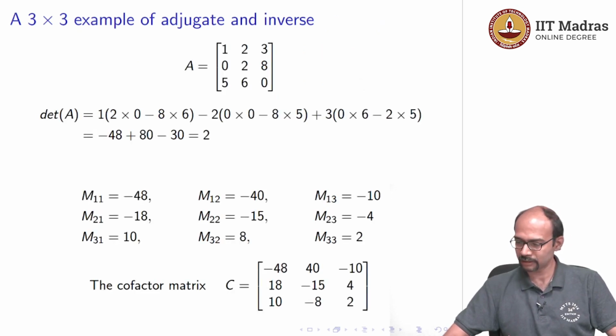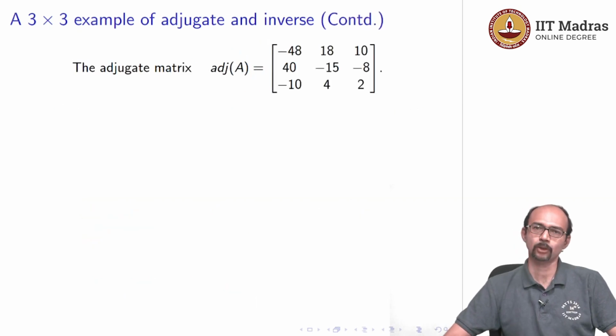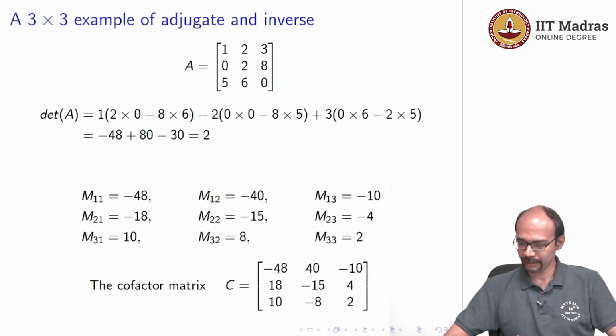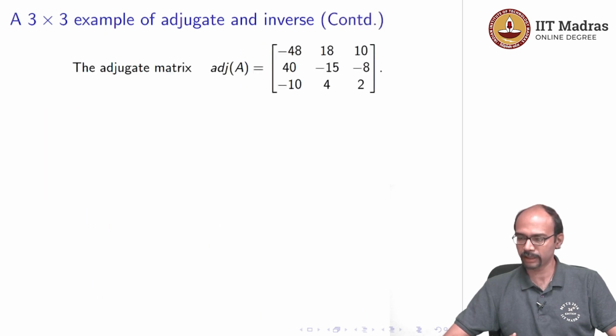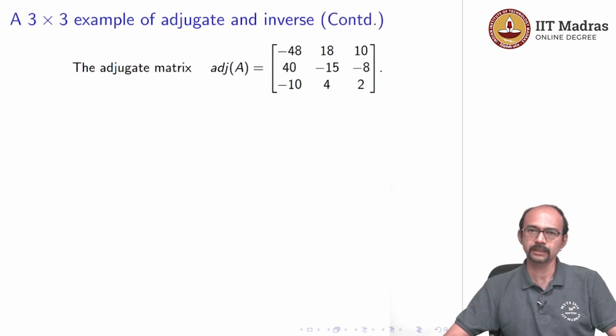So, just to check, here is the first row, here is the first column, and so on. Your second row became the second column, your third row became the third column. So, 18 minus 15 is 4, here is your second row, that becomes the second column, and then 10 minus 8, 2, becomes the third column. Okay. So, you have taken the transpose of the cofactor matrix. Fine. So, for your matrix A, we have computed the adjugate matrix.